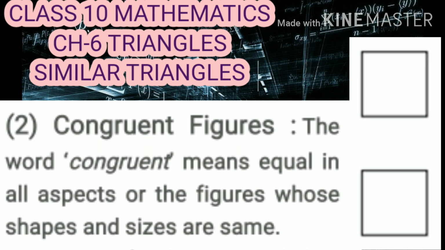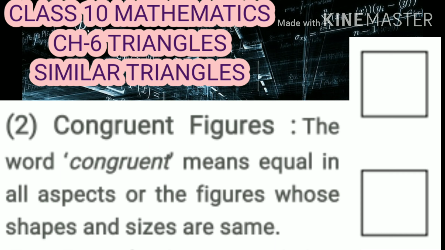Now children, we will discuss congruent figures. Children, you have already studied congruent figures in earlier classes. The word congruent means equal in all aspects, or figures whose shapes and sizes are the same. Congruent figures are those figures which are equal in shape and size.